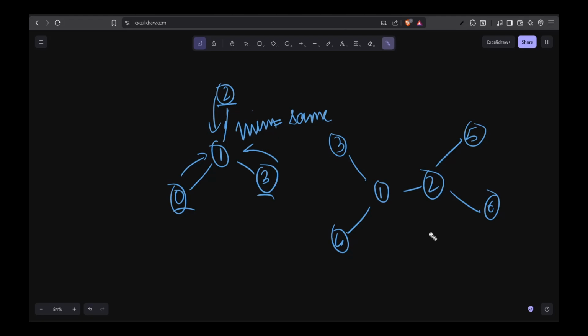But for the roots 1 and 2, the answer would be what? 2 in this direction, 1 in this direction. So that means the answer would be 2, right? We have to choose the longest one. For 2 also, it's 2 number of edges. So both have 2 as the minimum height, right? So that means our answer would be an array of 1, 2, right?